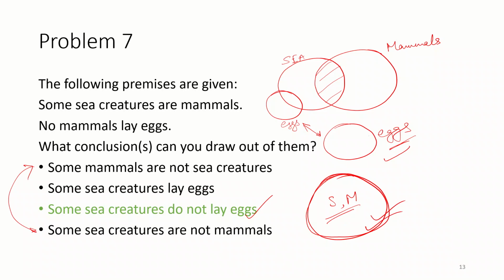You asked anything? I didn't get it actually. So the thing is, why A is not correct is that some mammals are not sea creatures. So basically we can have a condition in which some mammals are not sea creatures. They're like this. That's the condition we had made.